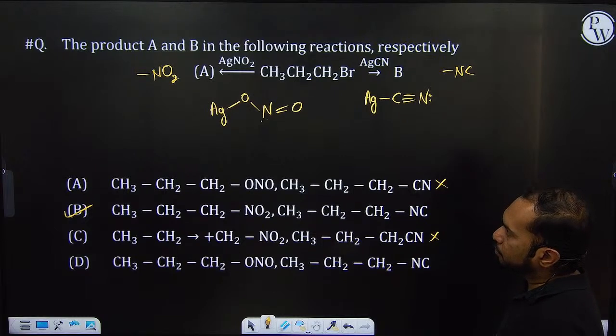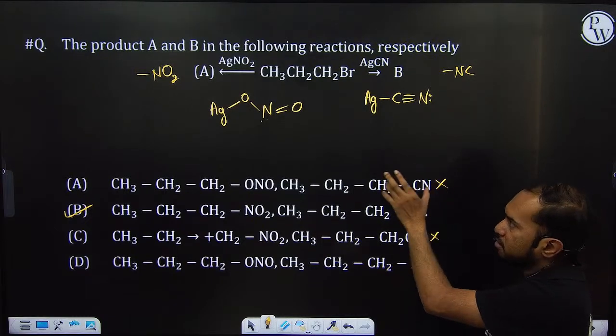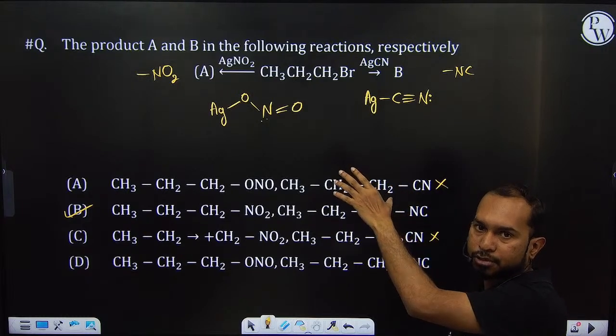For the next shifts, just keep in mind these reactions. This shift AgNO2 may come tomorrow.